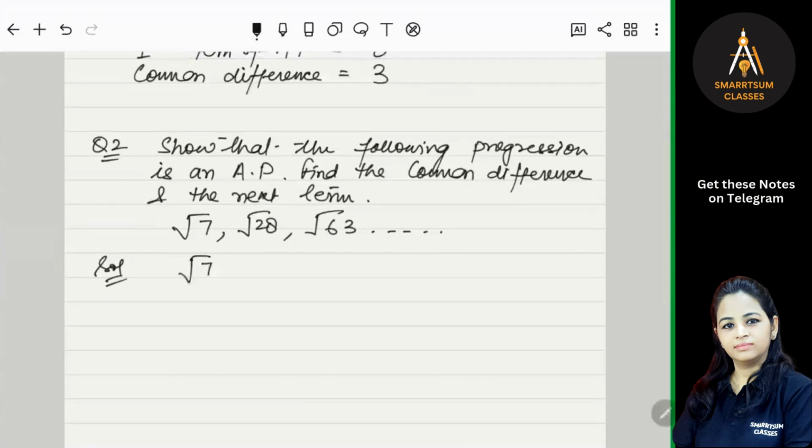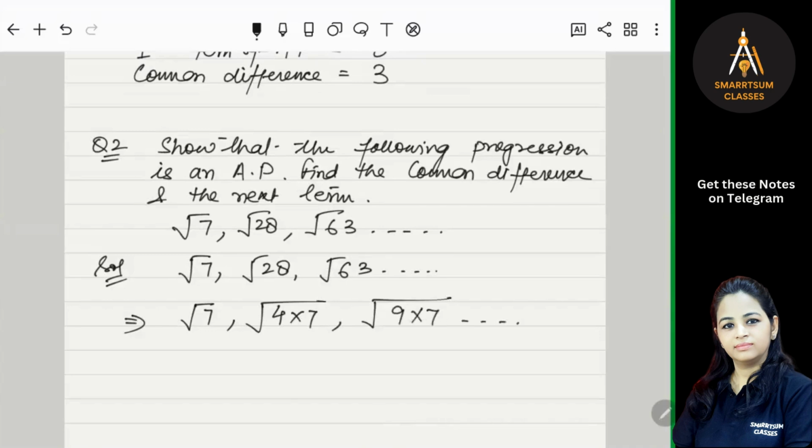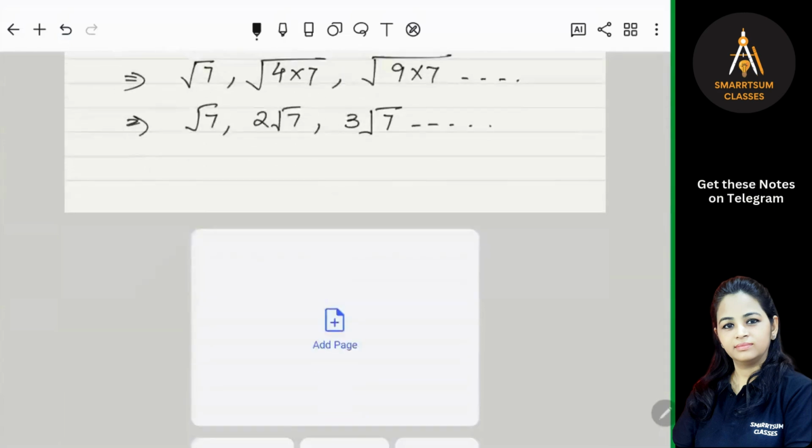So the given sequence is root 7, root 28, root 63, right? Can we write it as root 7? 28 can be written as 4 into 7. Yes or no? 63 can be written as 9 into 7. And so on. Yes or no? That means we can write it as, now what is 4? Root 4 is 2. So we can take it outside. 2 root 7. Similarly, 9. Root 9 is 3. So this is 3 root 7 and so on. Right? Okay. So we have rewritten this sequence.